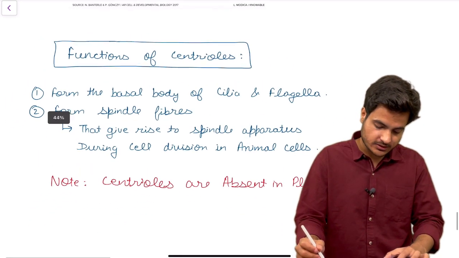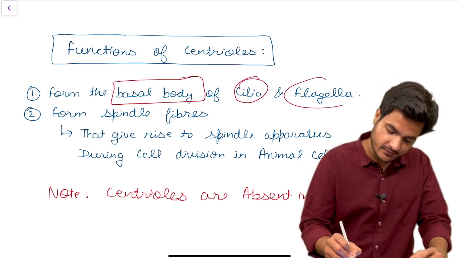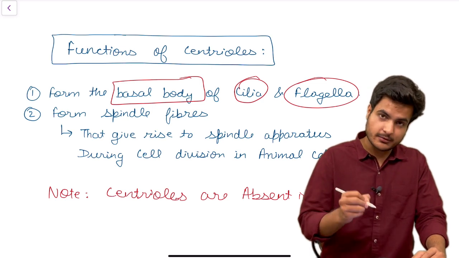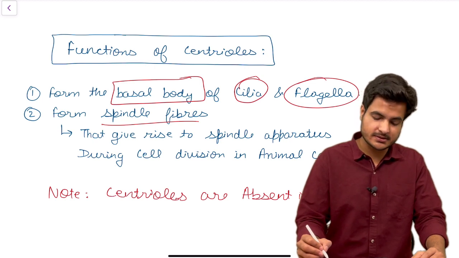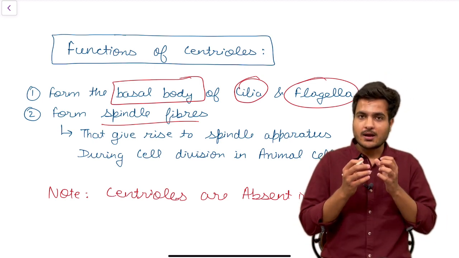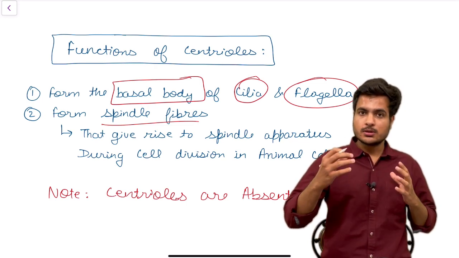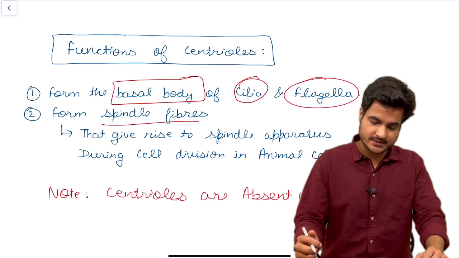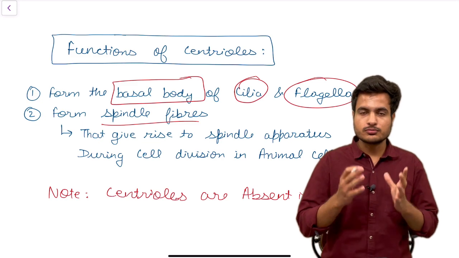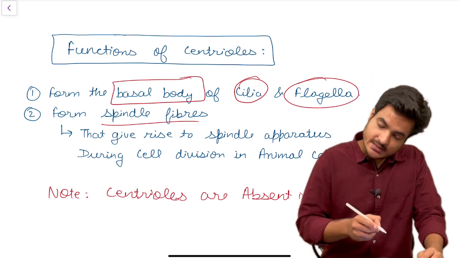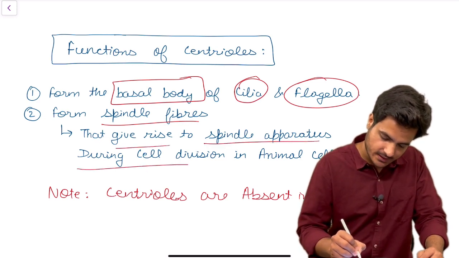Now let's see the function of centrioles. Centrioles form the basal body of cilia and flagella, and they are also useful in cell division. How? Because they form spindle fibers. In cell division we will study that spindle fibers are fibers which connect to the chromosomes and pull the chromosomes towards each corner of the cell. Therefore, spindle fibers are necessary for equal distribution of the chromosomes into the daughter cells, and these are formed by the centrioles that give rise to the spindle apparatus during cell division in animal cells.